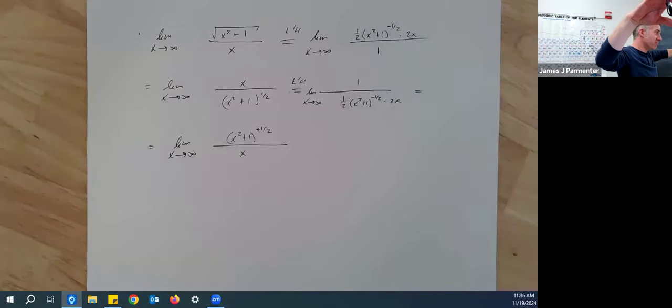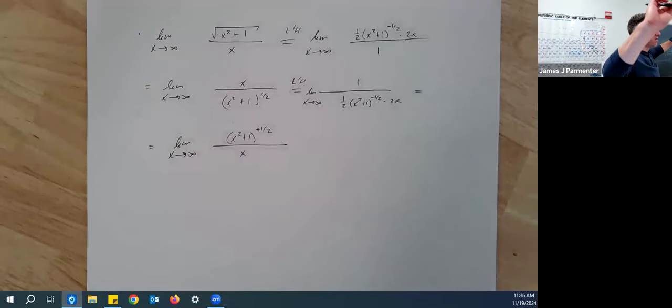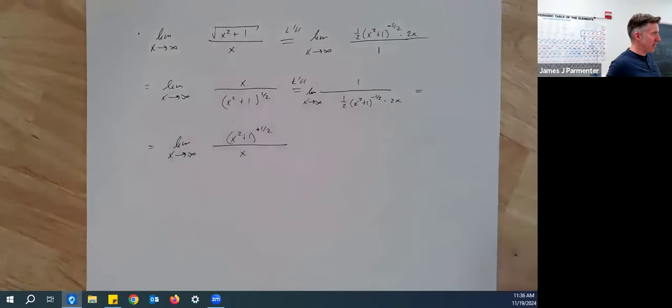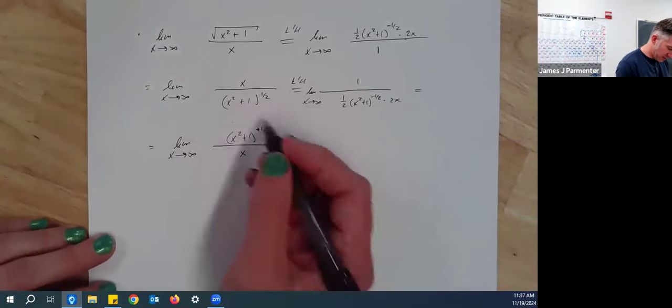1 over 1 is 1. What's the other one? Negative 1. 1 over negative 1 is also negative 1. Those are the only two numbers that are equal to their own reciprocal. So if you have a limit that's exhibiting this behavior, it's probably going to end up equaling either positive 1 or negative 1. Let's check it out. So we do this here.